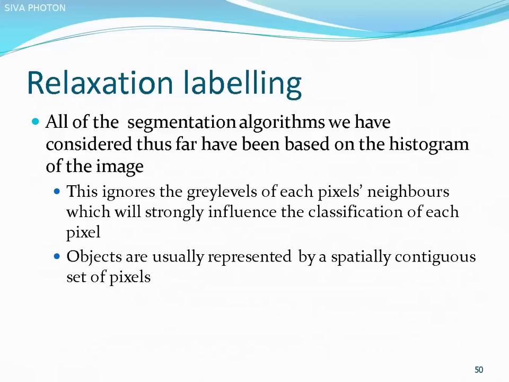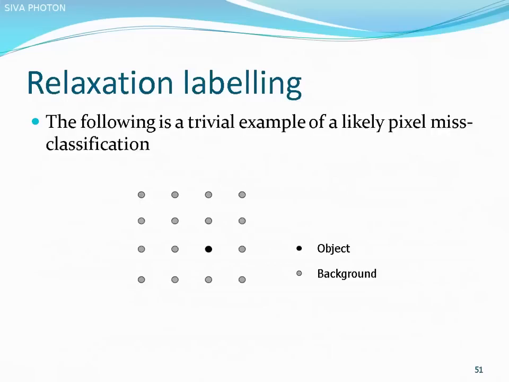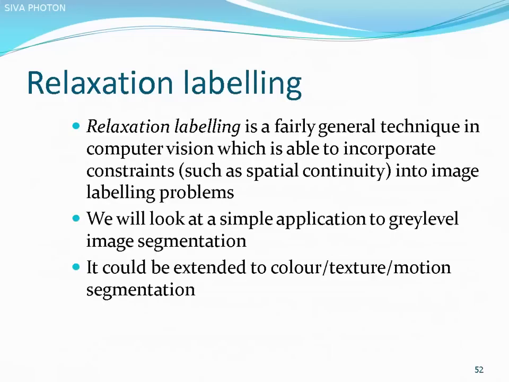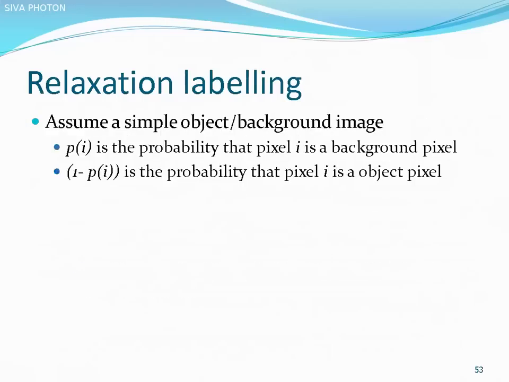So whenever there is an object, we will be getting a continuous set of pixels. So here you can see one image, the background in gray color, and there is an object. That object is highlighted in black color. So we are going to see some relaxation labeling. So labeling, we have to label all the pixels.